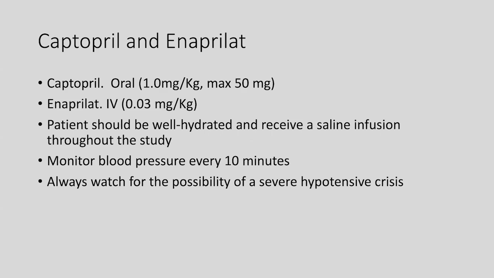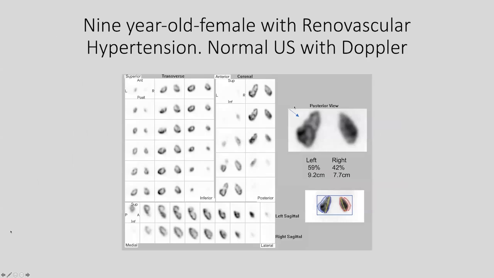Blood pressure must be monitored every 10 minutes, and always watch for the possibility of a severe hypotensive crisis, particularly with enalaprilat. Here's an example of a patient that has hypertension, a 9-year-old female, and the patient had a normal ultrasound with Doppler. However, you can see the DMSA showing cortical abnormalities on the left side, not only on the projection image from the back, but also focally seen on the slices.